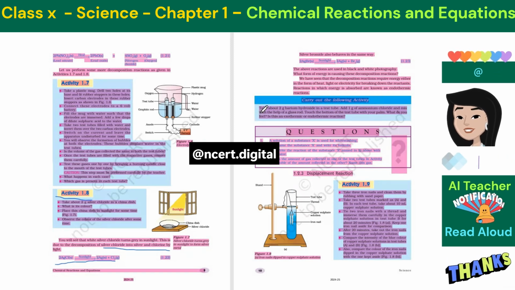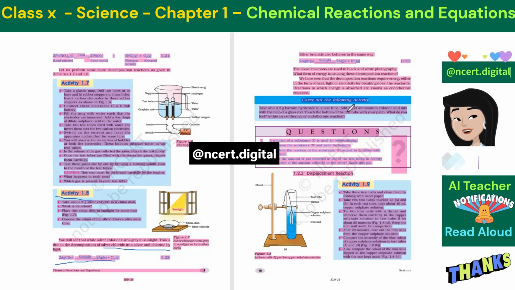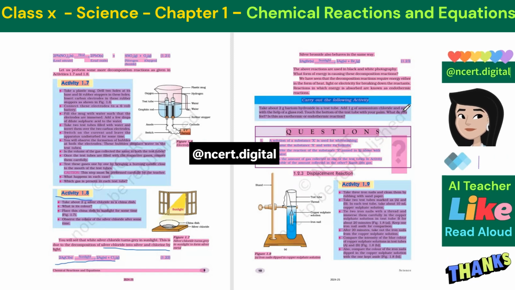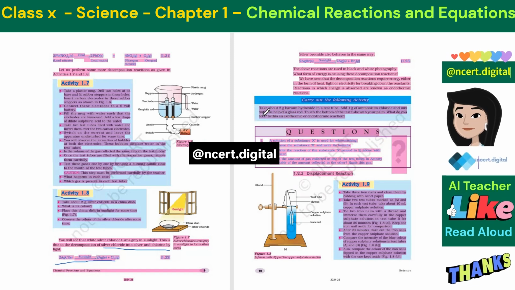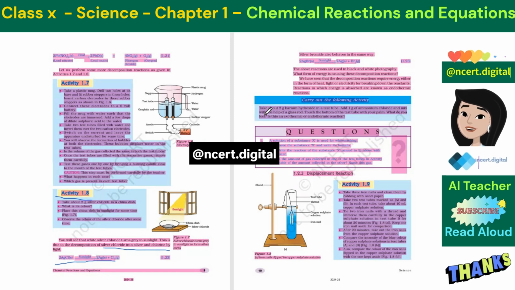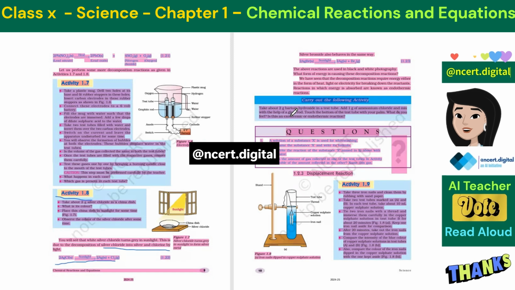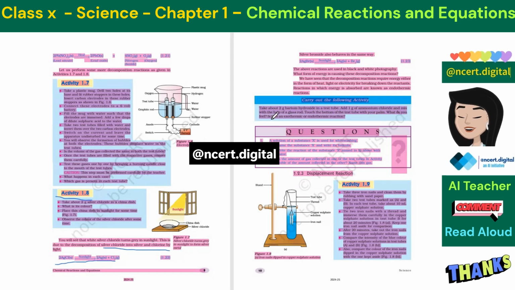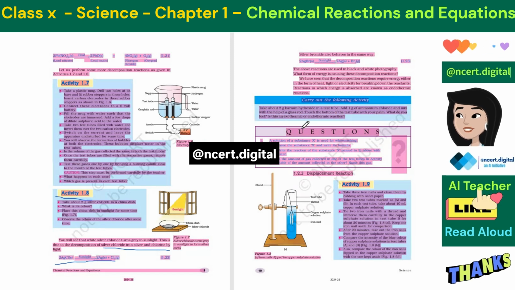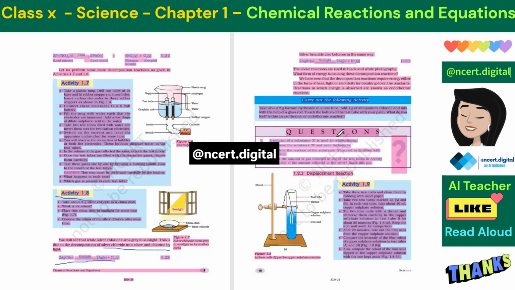Carry out the following activity. Take about 2 g barium hydroxide in a test tube. Add 1 g of ammonium chloride and mix with the help of a glass rod. Touch the bottom of the test tube with your palm. What do you feel? Is this an exothermic or endothermic reaction?